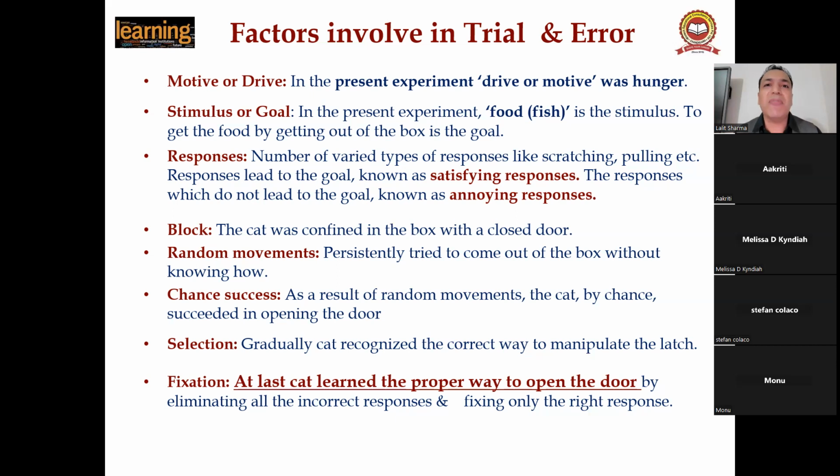Now present the goal in front of the student. See, side by side, I am also explaining to you the concept behind it, right? Okay. So Thorndike experimented on the cat. Okay. So in this, Thorndike is telling each and everything regarding that experiment. But under the educational implications, we have to write all these things, which I am comparing with you. Okay. Stimulus or a goal. In the present experiment, food or fish was the stimulus. To get the food by getting out of the box is the goal.